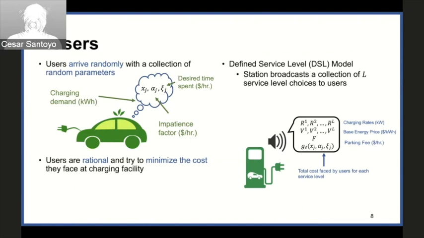Now, the reason these statements are probabilistic is because users arrive randomly with a collection of random parameters. The random parameters being the user's charging demand, their desired time spent at a location, the impatience factor. While at the charging facility, we assume users are rational such that they try to minimize the total costs that they are facing. On the other hand, a charging facility is operating on a defined service level model. The station broadcasts a collection of L service level choices to users, where each service level has a charging rate, a base energy price, a parking fee, and a total cost faced by users.